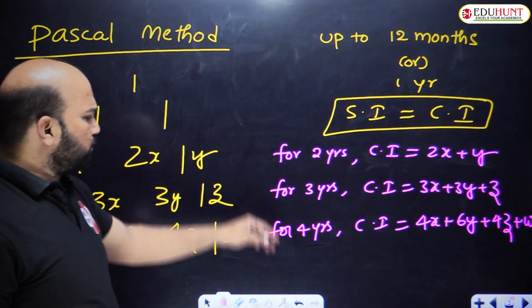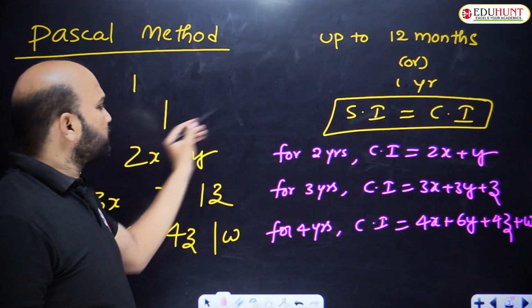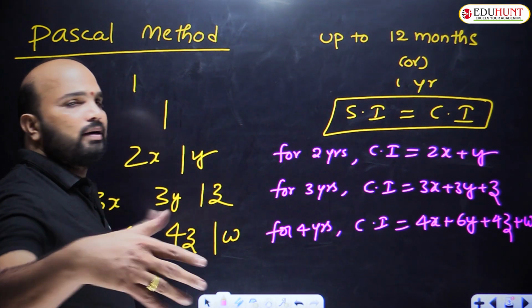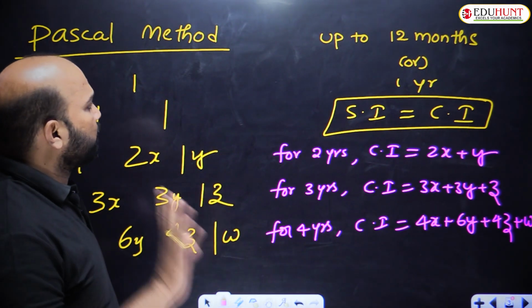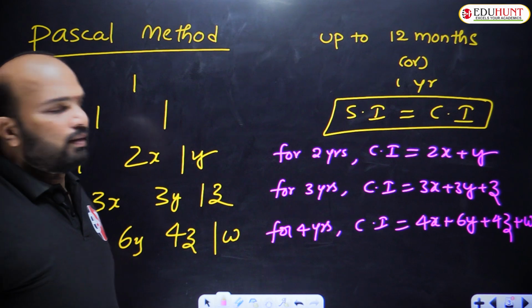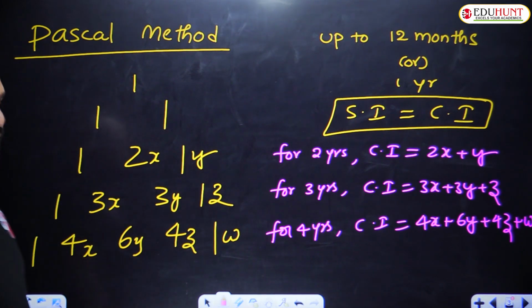So these three are enough. For the very first year, simple and compound are equal. PTR by 100 is the compound interest for the first year, up to 12 months, nothing but 1 year; simple and compound are equal. Am I clear? This is a very important thought.